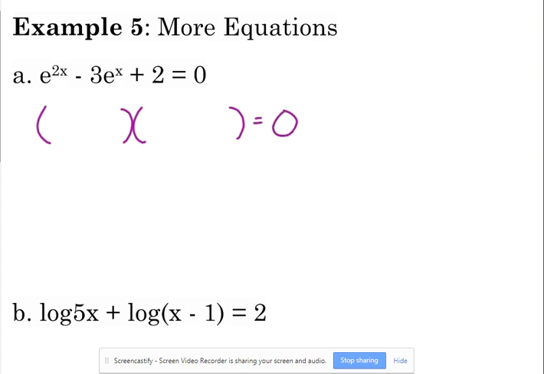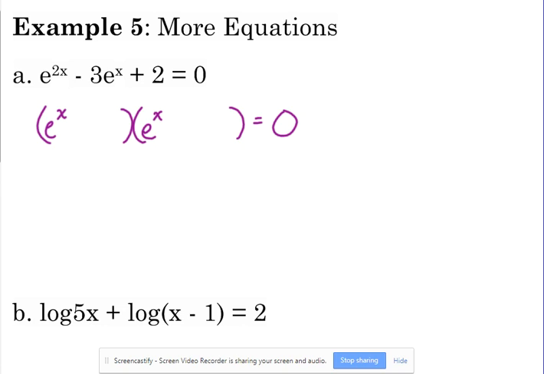What if I started to do this? Where do you think I'm headed with this? So check this out. E to the x times e to the x. What does that equal? E to the 2x, because we add exponents, right? Same base, we add their exponents. X plus x is 2x.